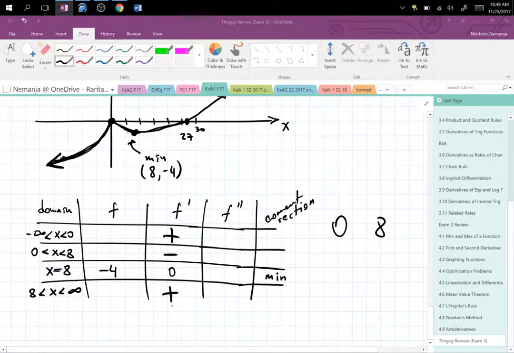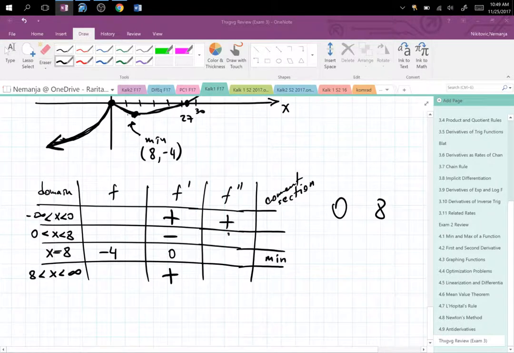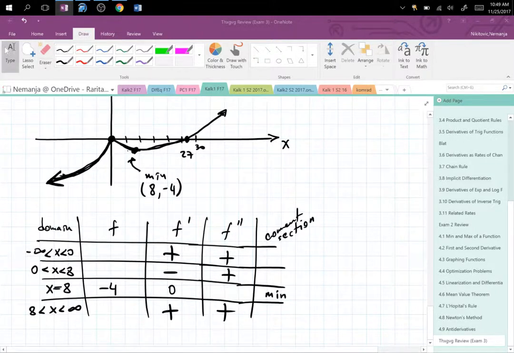The second derivative test breaks at 0. But it's concave up everywhere. So concave up, concave up, concave up. So there's all pluses, all positive. This is the chart that you get. It says graph. Oh, I also forgot a row.